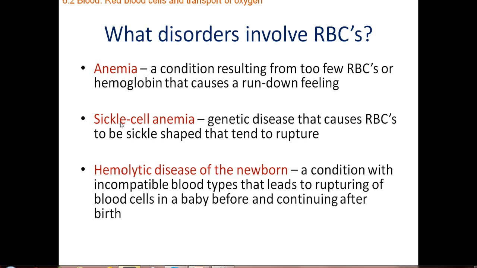Another disorder is sickle cell anemia. Sickle cell is a genetically inherited disease, and what it does is, instead of the red blood cells being nice and round, bagel shaped, they are sickle shaped. So they're shaped like half moons, or like a quarter moon or an eighth moon, and the sickles then will get trapped in the little blood vessels, the capillaries, and it causes a lot of pain. They rupture. It can be really bad.